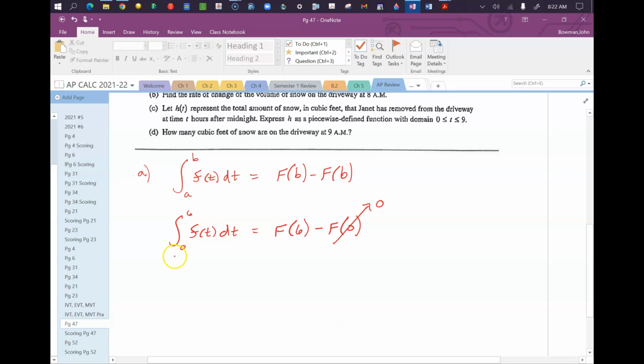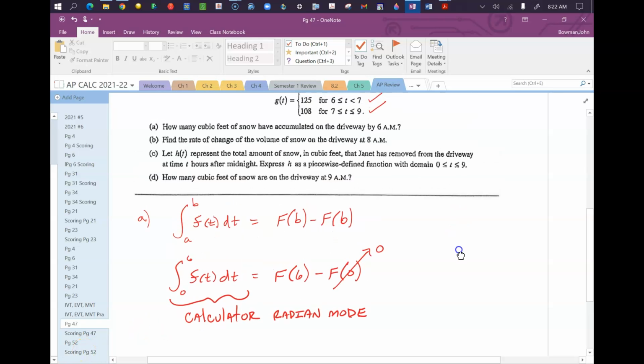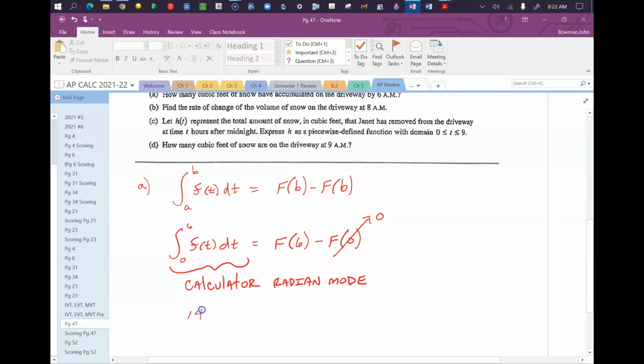So essentially, the amount of snow at 6 a.m. is that integral, which you can do in your calculator. Make sure you are in radian mode. And if you evaluate that in your calculator, you will get that the integral is 142.275 feet cubed. So that's the answer for part A.